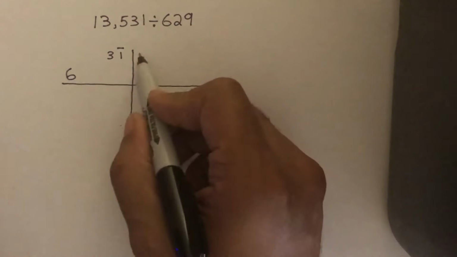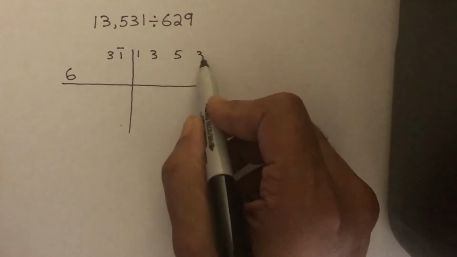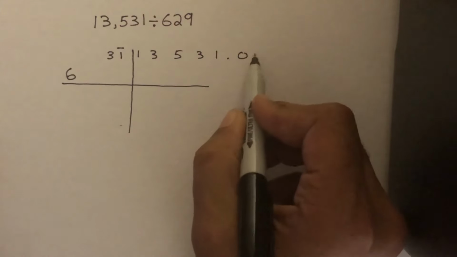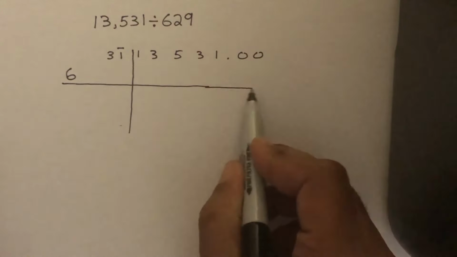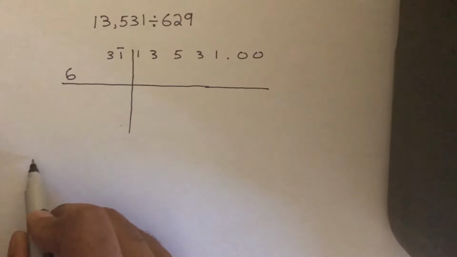And then we have 13,531. And then let's put 2 decimals, and we're going to get 5. We're going to do 10 steps and get our answer to 5 figures, all right? Great, so I'm going to do the steps over here.